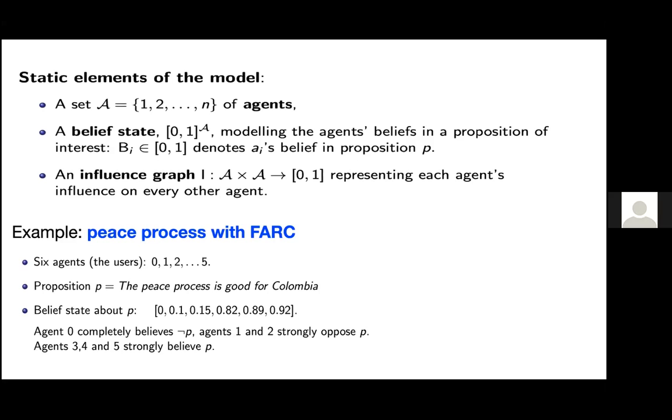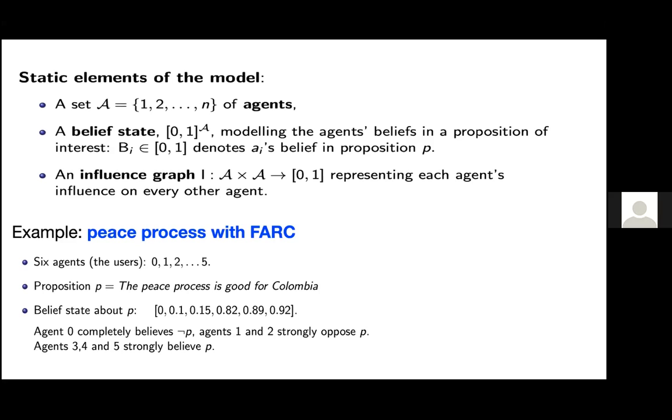And let's suppose that the initial state of affairs is the following. Agent 0 is expressed in this vector here. Agent 0 completely believes not P. So he's totally opposed to the proposition P. So he thinks that the peace process is bad for Colombia.